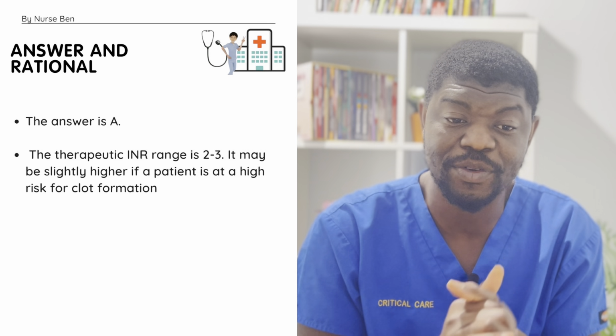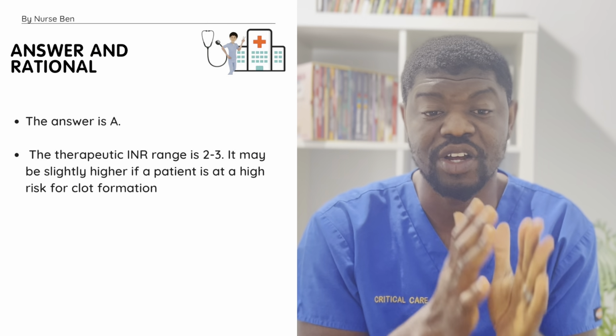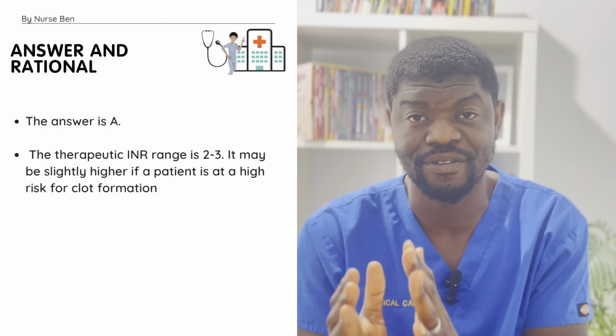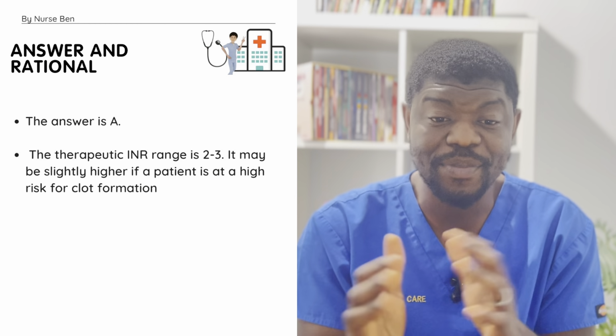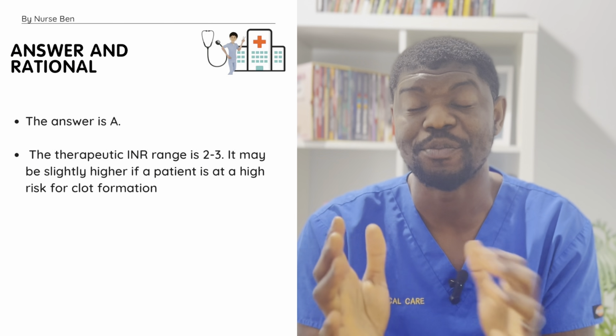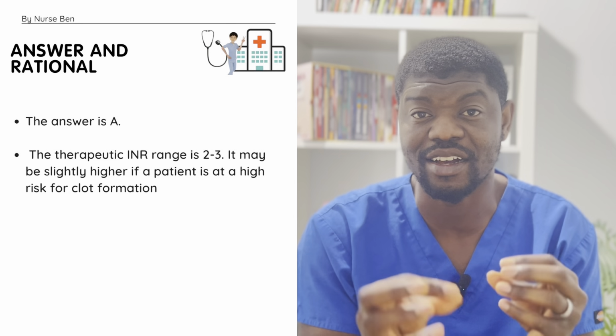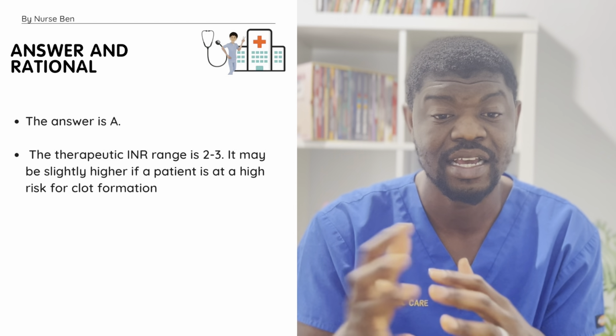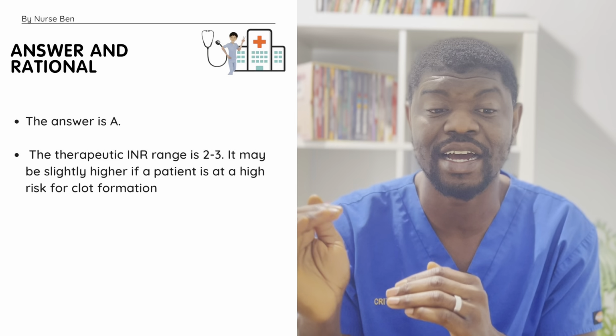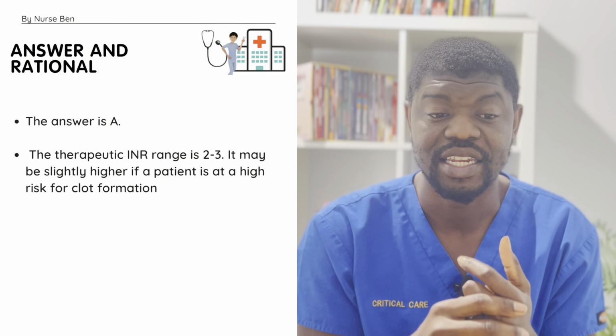The answer is A. We said that therapeutic INRs usually range between 2 to 3 if you are treating the DVT. It may be slightly higher in some patients. So your mechanical heart valves may have a higher INR, but a high INR basically tells us that the patient is at risk of bleeding.